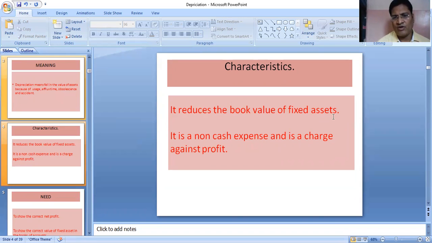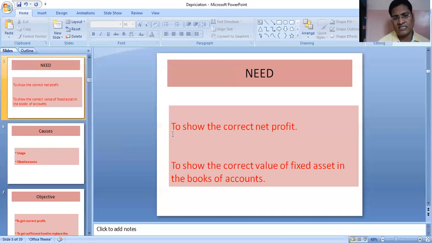Depreciation reduces the book value of fixed assets, and it is a non-cash expense and a charge against profit. Charge against profit means whether there is a profit or loss, you have to give depreciation. As per our Income Tax Act also, depreciation is needed. It shows the correct net profit and the correct value of fixed assets in the books of accounts.